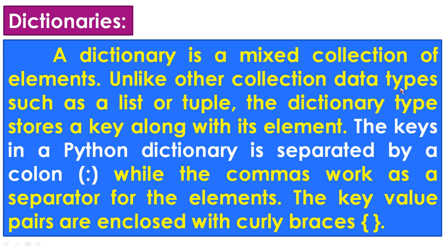Unlike other collection data types such as a list or tuple, the dictionary type stores a key along with its element. The key in a Python dictionary is separated from its value by a colon, while the comma works as a separator for the elements. The key value pairs are enclosed within curly braces.